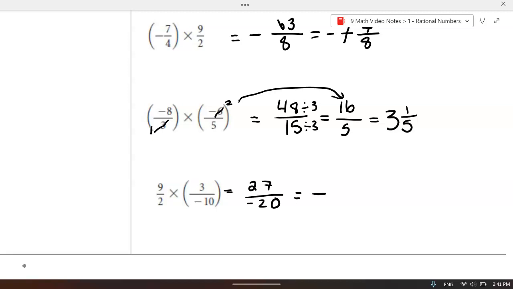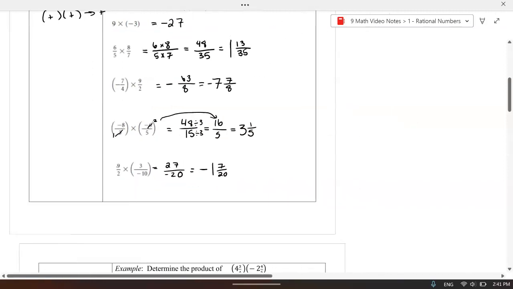And I'm noticing that 3 and 9 have common factors, but they're both in the top. I'm looking for common factors in the top and the bottom, and there are none. Okay, so how many times does 20 go into 27? 1 full time, and then you have 7 20ths left over. And that's that. So this is what happens if you just have straight up fractions to multiply.